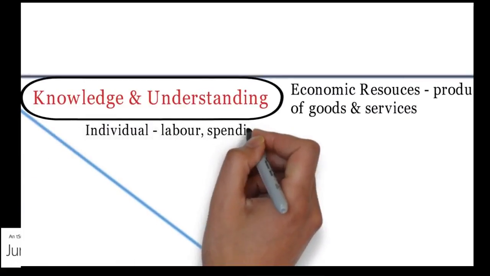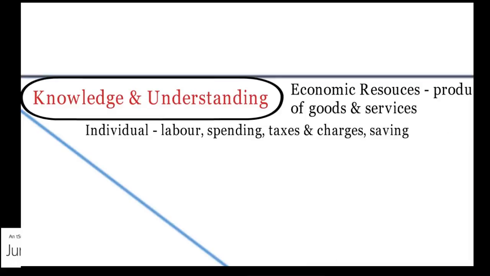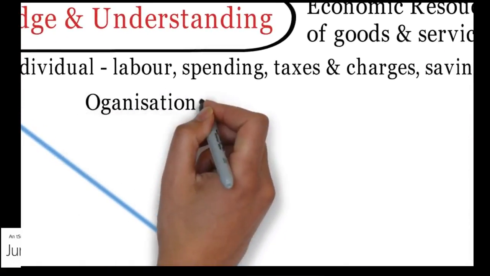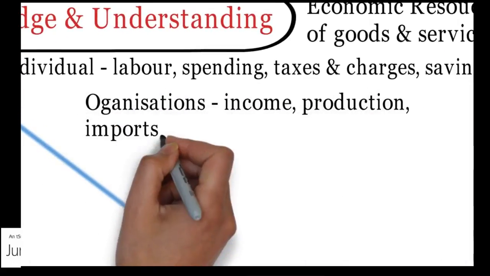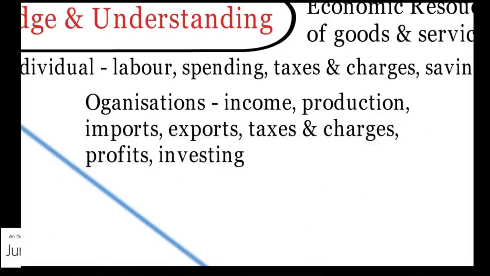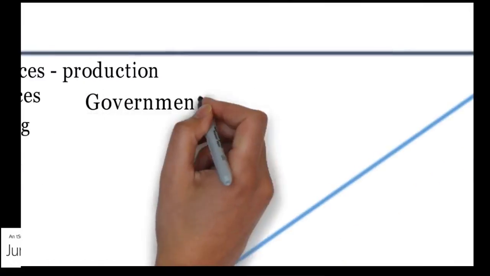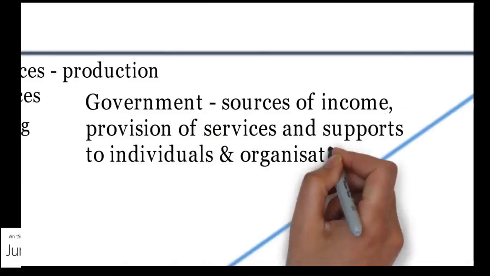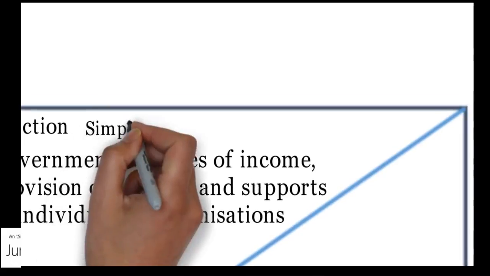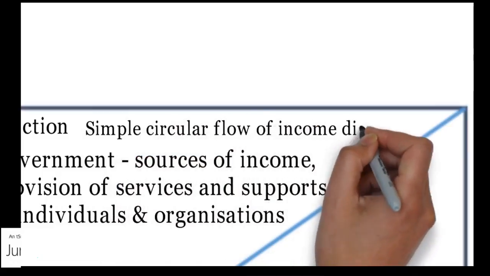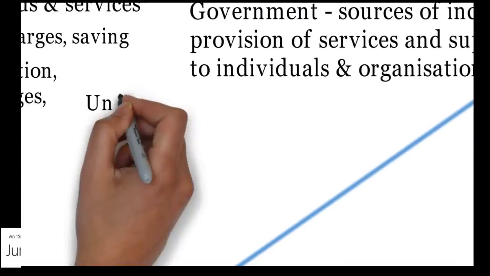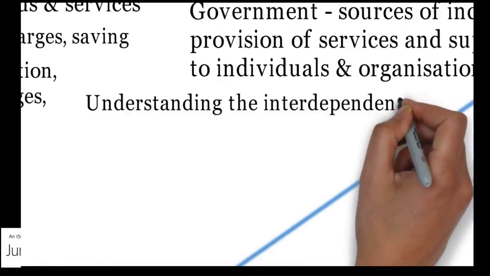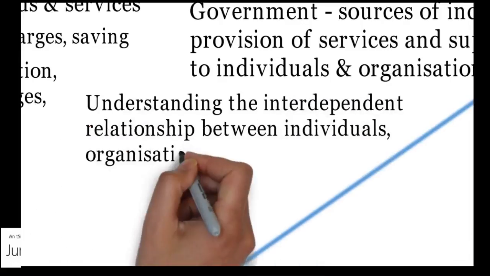Individual: labour, spending, taxes and charges, savings. Organisations: income, production, imports, exports, taxes and charges, profits, investing. Government: sources of income, provision of services and supports to individuals and organisations. Simple circular flow of income diagram. Understanding the interdependent relationship between individuals, organisations and the government.